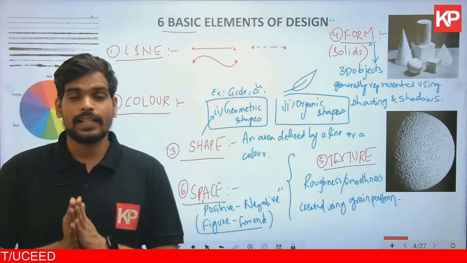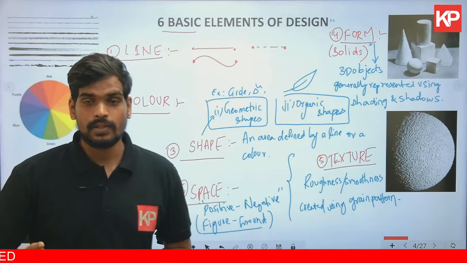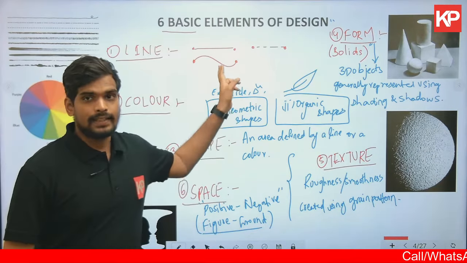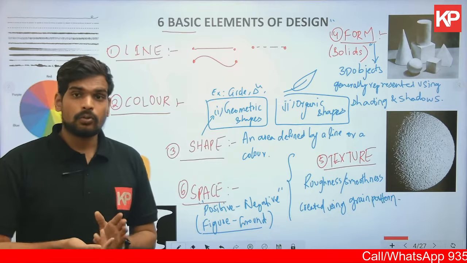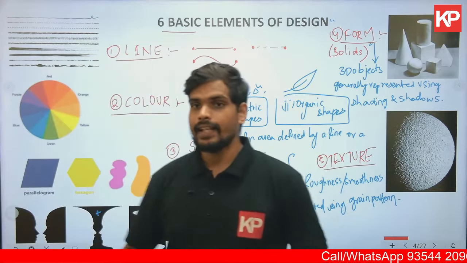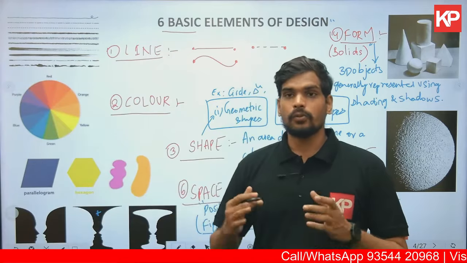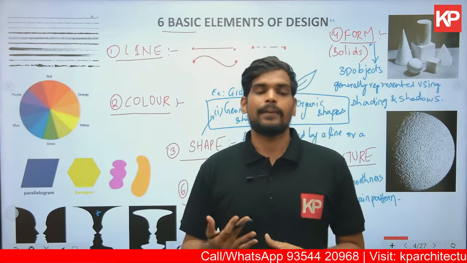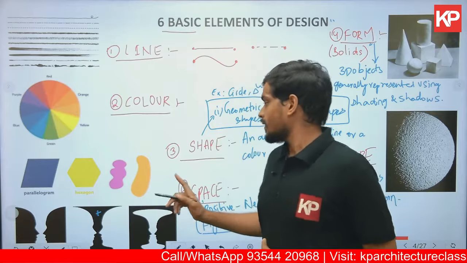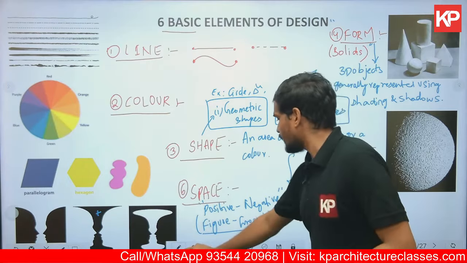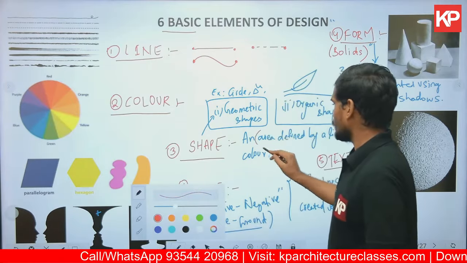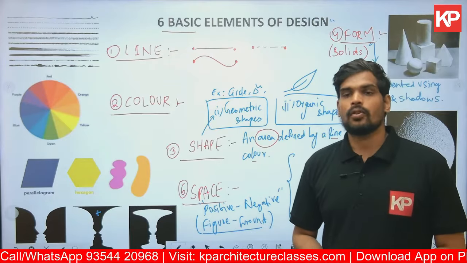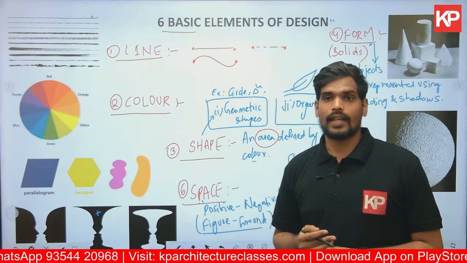A quick recall on the 6 basic elements of design before we move on to the next part, that is principles of design. Number 1, the first element of design is line. Line is a connection between two dots. It can be of various types. Second is color. Color is basically used to create any design. That is the second basic element of design. Third basic element of design, that is shape. What is the definition of shape? It is an area which is defined by a line or a color. It can be of two types, that is geometric and organic shapes.